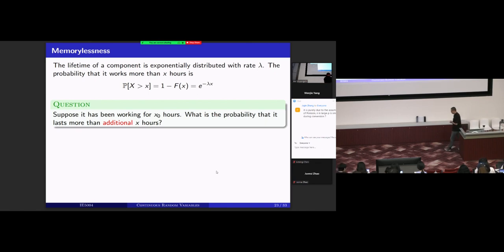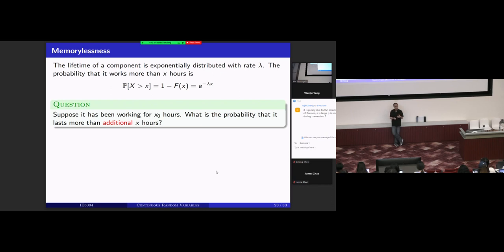So maybe let's recall what a geometric random variable is. A geometric random variable is the number of flips until you see the first heads, right? So, what is the memorylessness of a geometric random variable? Actually, it just states the fact like this. When you flip the coin, you wish to know when we'll see the first heads, right? Then each time, as long as you see tails, your situation will be the same as if you begin to flip it from the very beginning. No matter how many tails you have seen, it won't increase or decrease the chance you will see heads next time, right?